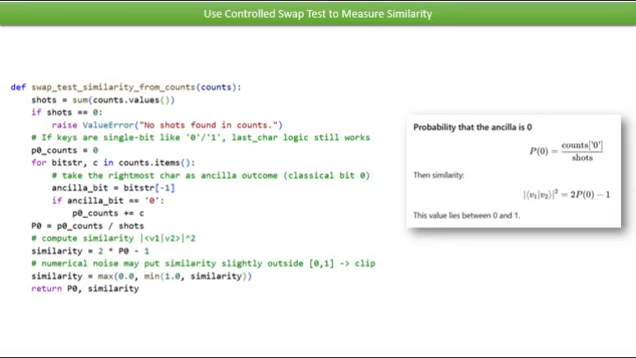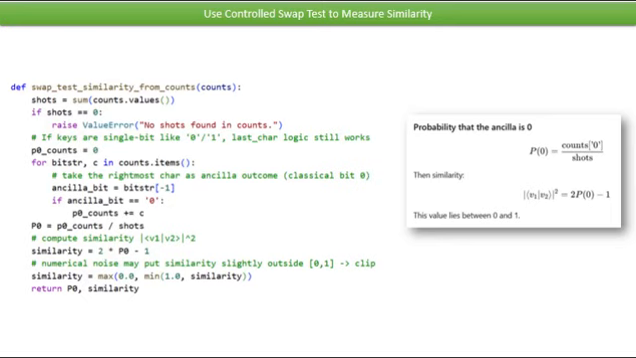Step 1. Count the total shots. shots = sum(counts.values()). Each shot is one run of the quantum circuit. More shots mean more reliable statistics. If there are 0 shots, we throw an error. You can't compute probabilities from nothing.